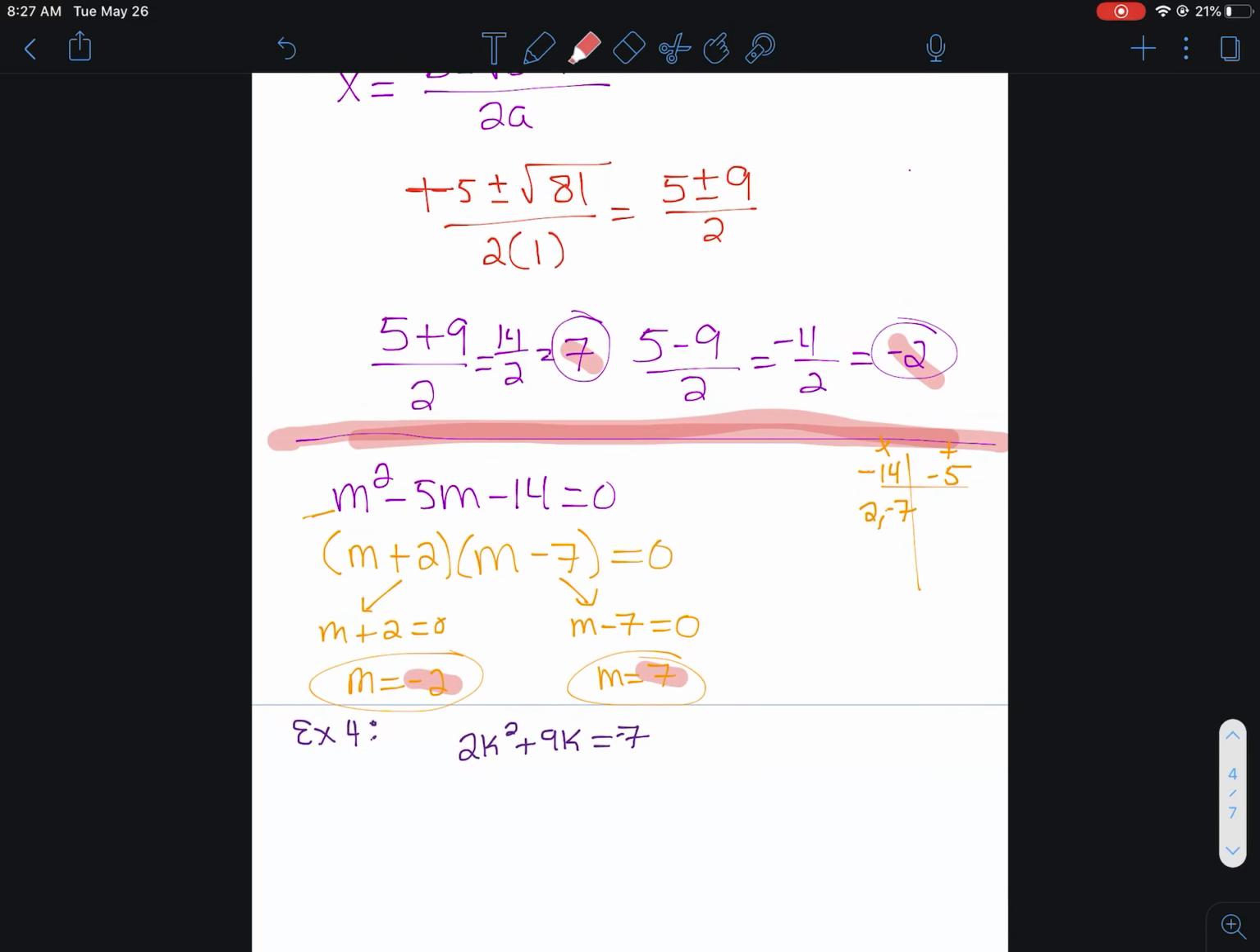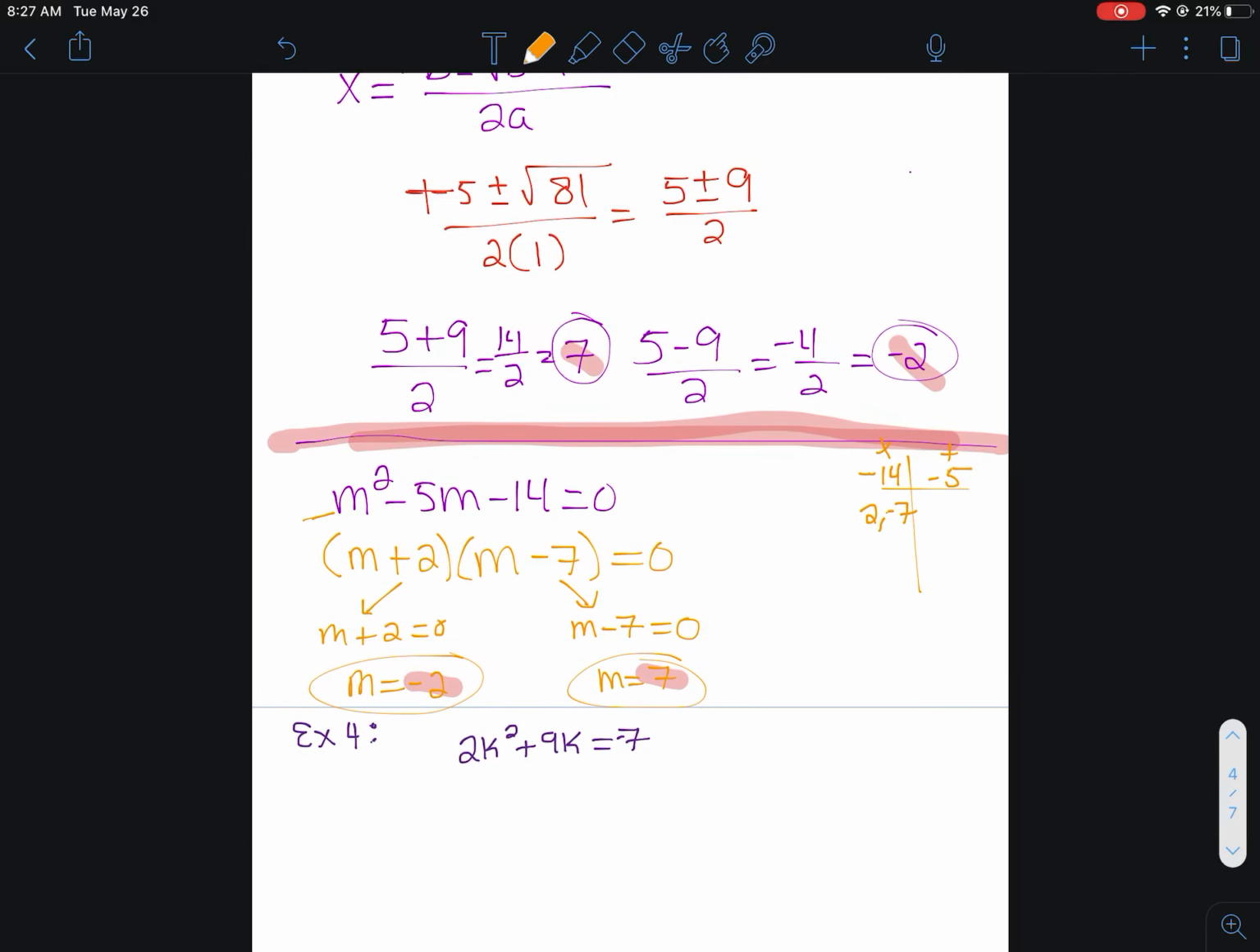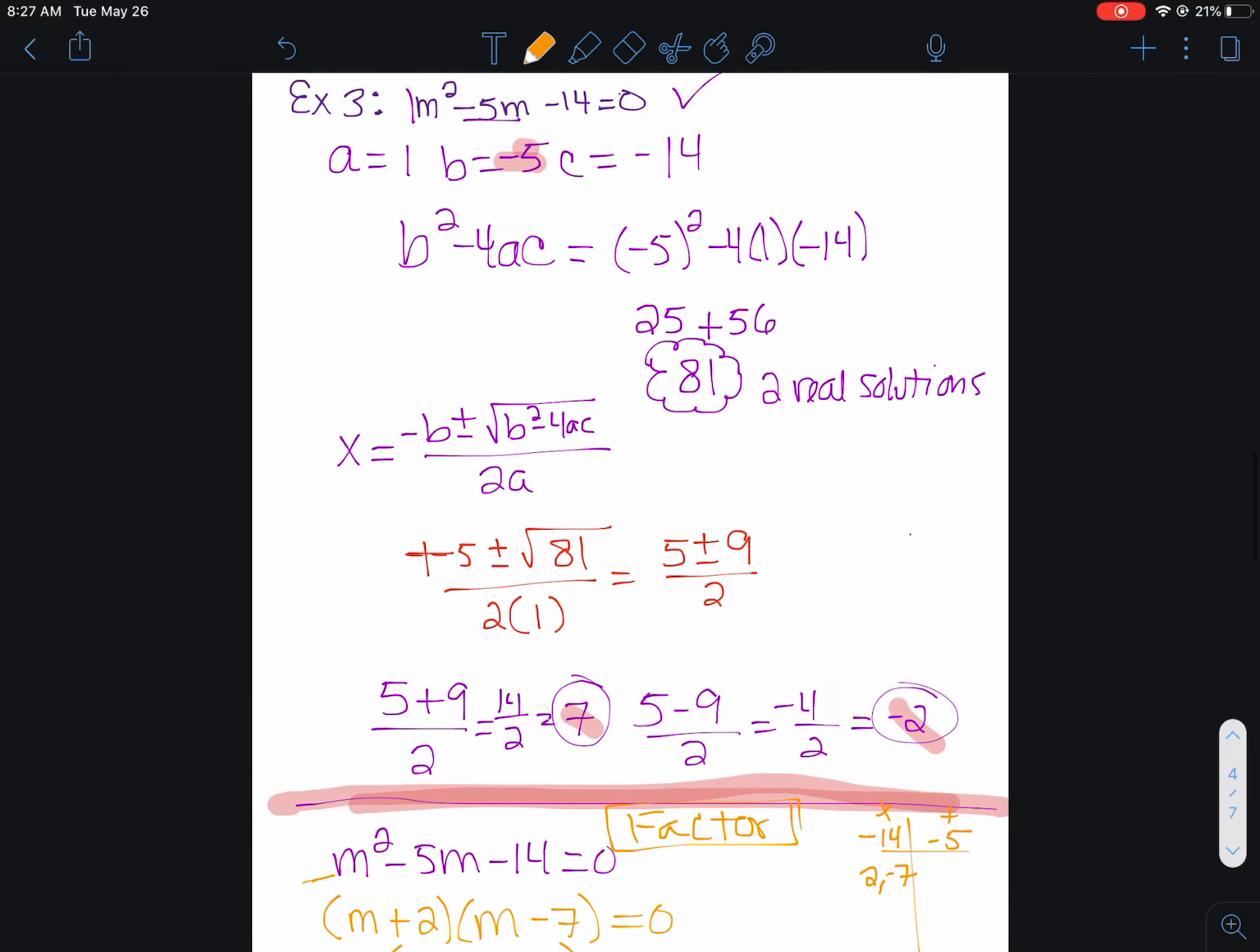Look at how much work we did to get the quadratic formula done versus how much work we did to factor it, right? So factoring is your friend if you are pretty solid with that. If you can factor, go ahead and do that first. Quadratic formula always works in cases where things aren't factorable. And the first two examples that I showed you were things that you couldn't factor.